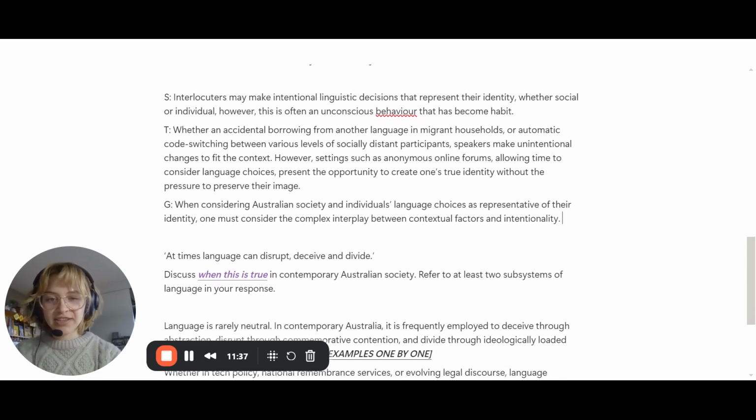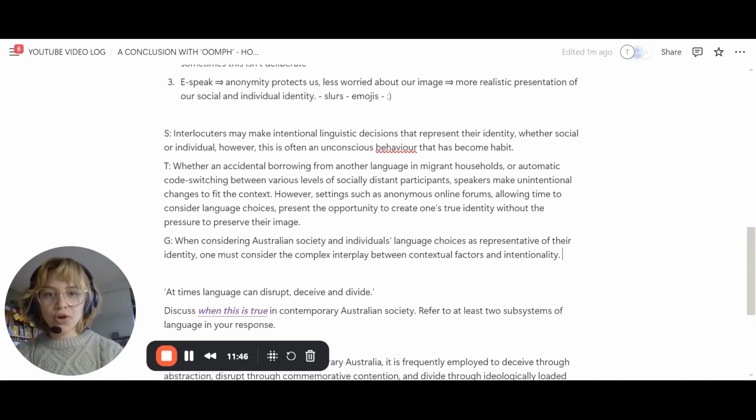So when considering Australian society and individuals' language choices as representative of their identity, one must consider the complex interplay between contextual factors and intentionality. Cool. So this is our STG model.